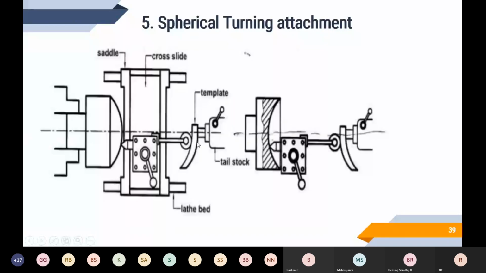So this is a template. Based on the template, the stylus will touch the job. When we need a concave or contour shape, we can use this type of template to get the maximum concave and convex angles, because whatever angle we require, we have to prepare a template based on that.